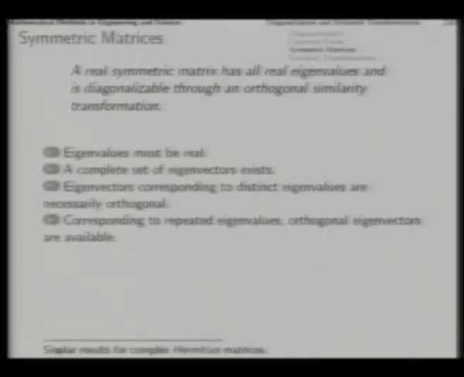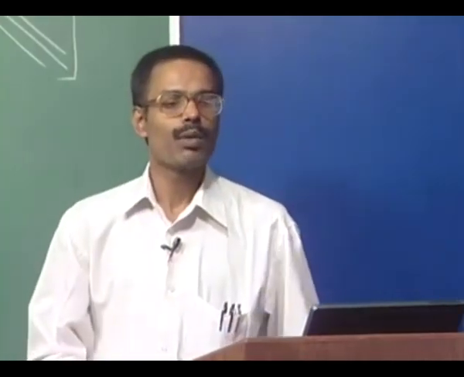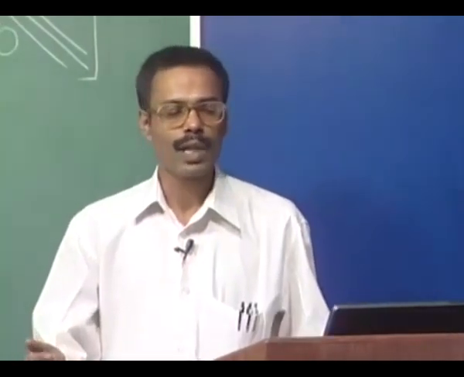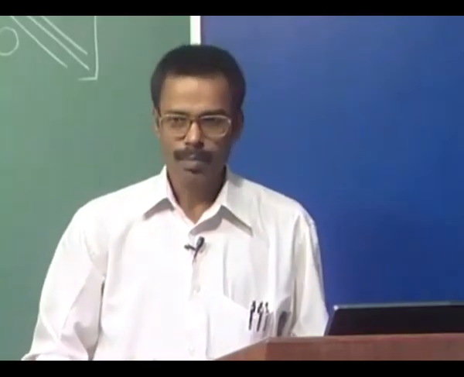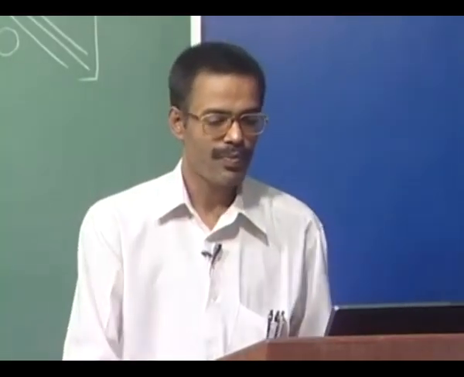That is, corresponding to repeated eigenvalues, orthogonal eigenvectors are available. The eigenvectors that we pick up do not have to be orthogonal, but if we want we can always get orthogonal eigenvectors. So, that is why it says it is diagonalizable through an orthogonal similarity transformation, that is, it is possible to work out an orthogonal similarity transformation matrix with which we can diagonalize the symmetric matrix.